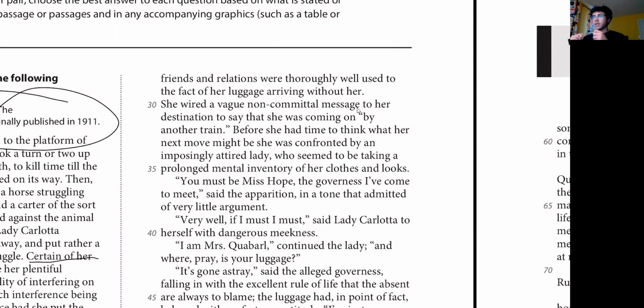So basically, there's this lady who's just looking her up and down, trying to make sure if she is the person that they're looking for.